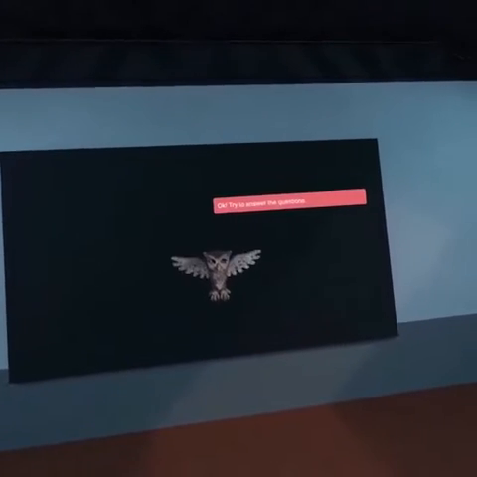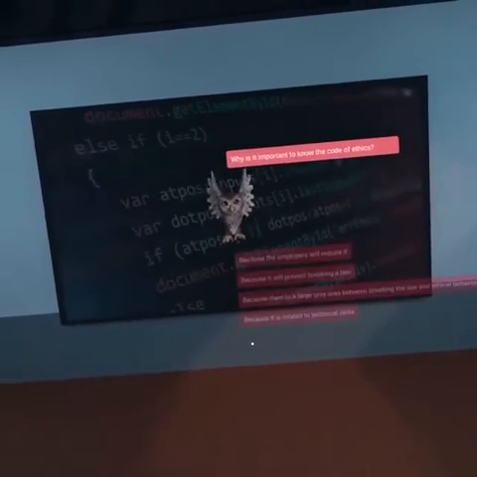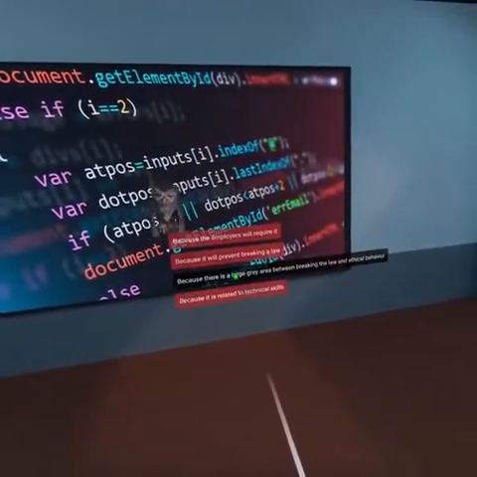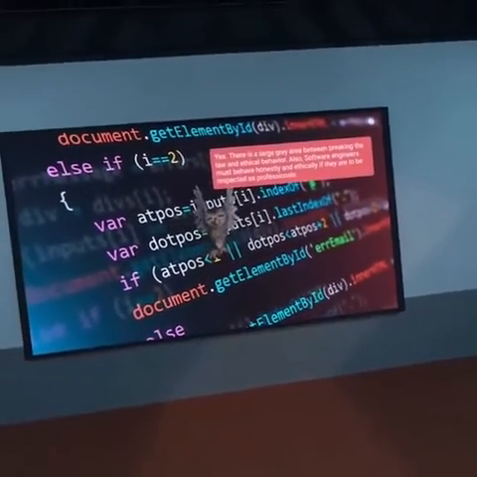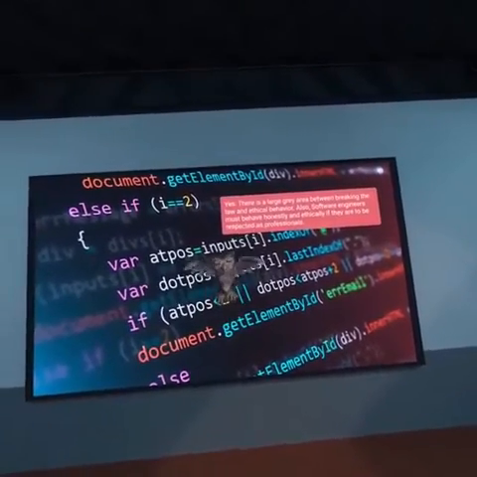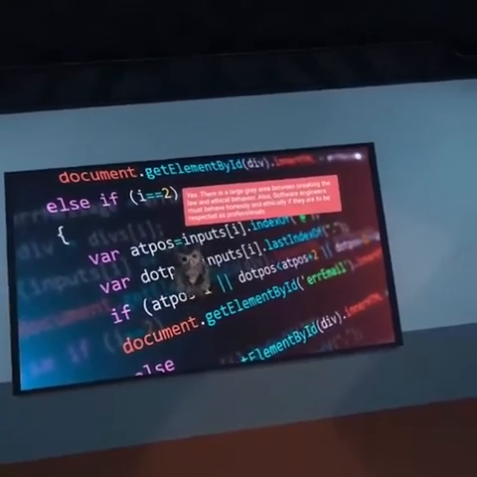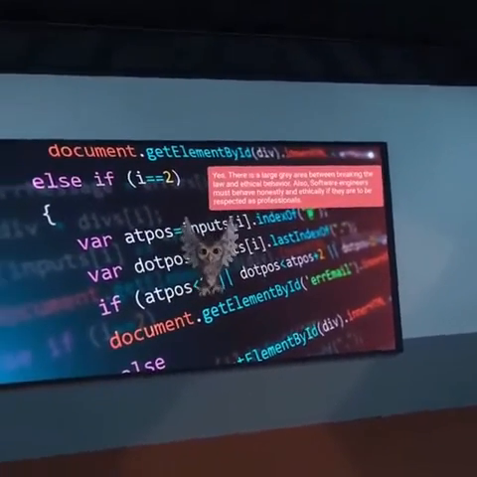Okay. Try to answer the questions. The first question is, why is it important to know the code of ethics? Yes. There is a large gray area between breaking the law and ethical behavior. Also, software engineers must behave honestly and ethically if they are to be respected as professionals.